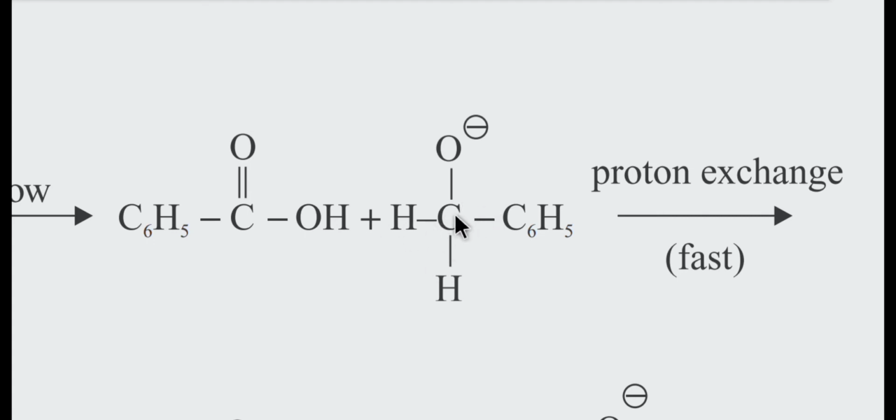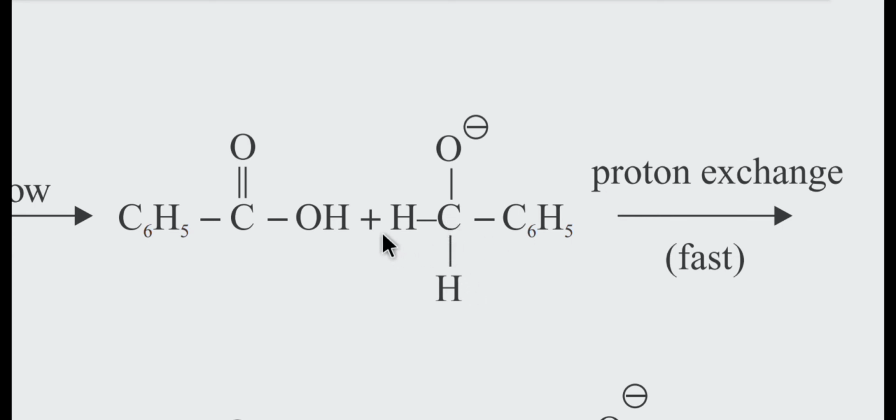So here 2H are produced, two hydrogens that are bound with the carbon, and bound with the oxygen negative, and that carbon is also bound with the phenyl group. But here, these two compounds are produced. In these two compounds, proton exchange will occur, but this step will be very fast.